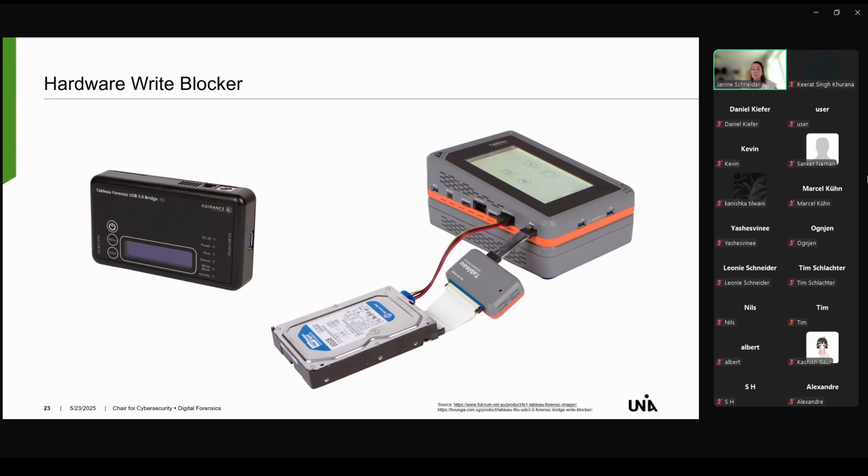Okay, and be also aware of auto mounting. So if you want to analyze a copy, an image, a device, you connect it to your hardware, then make sure that it's not auto mounted.